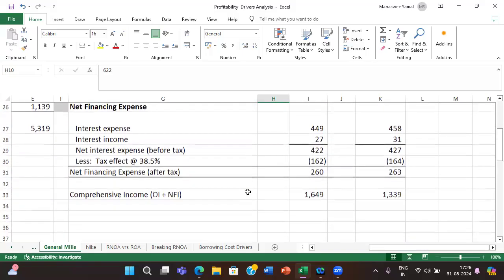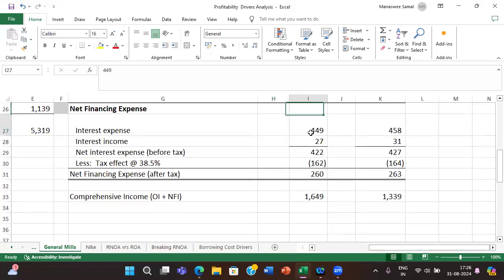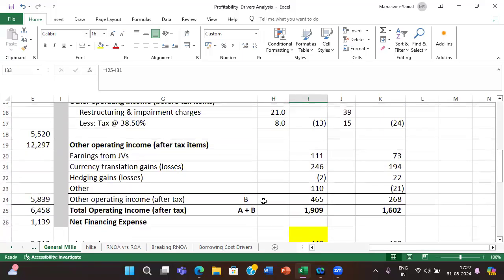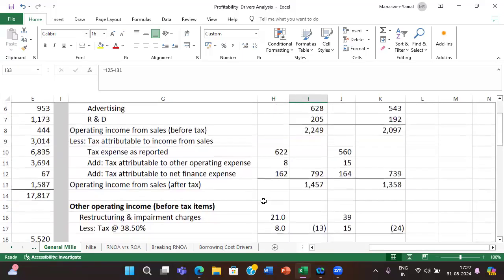So we have NFE after tax. Let me just highlight, for the sake of our control, the portions we are discussing. This is over. Obviously, my overall operating income after tax minus this NFE after tax will give me my comprehensive income. Done. So now let us move back.